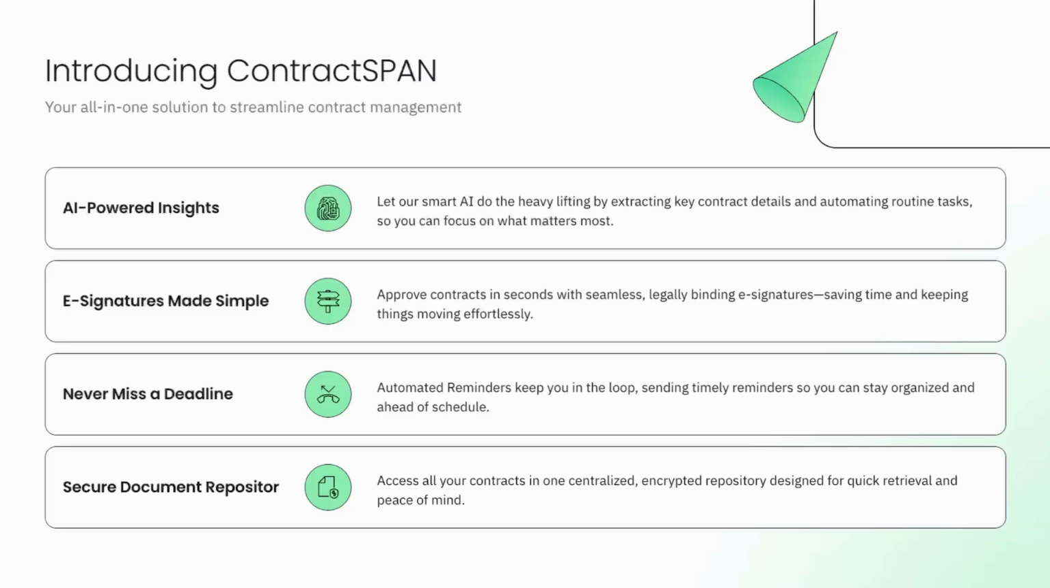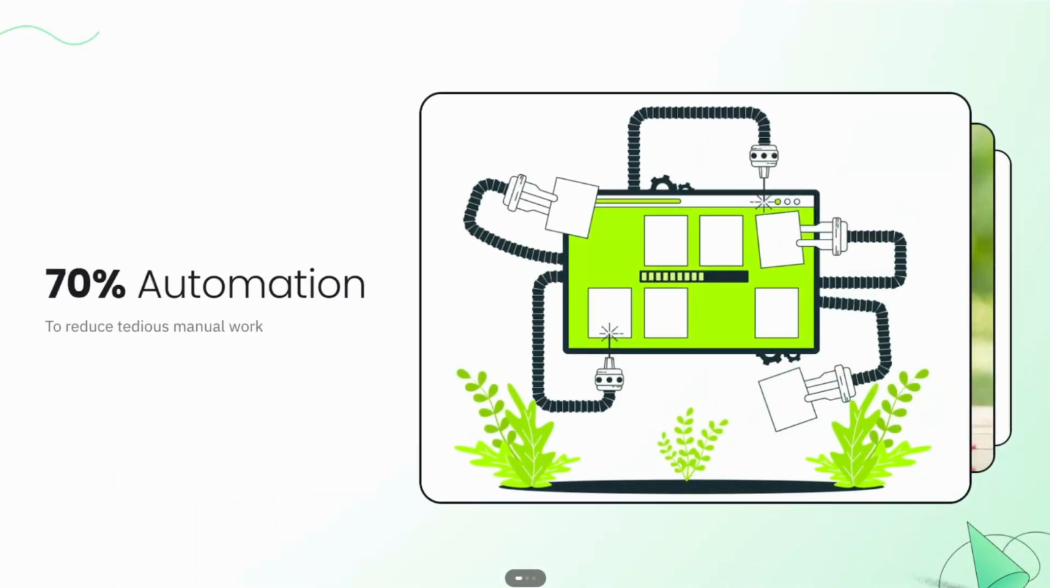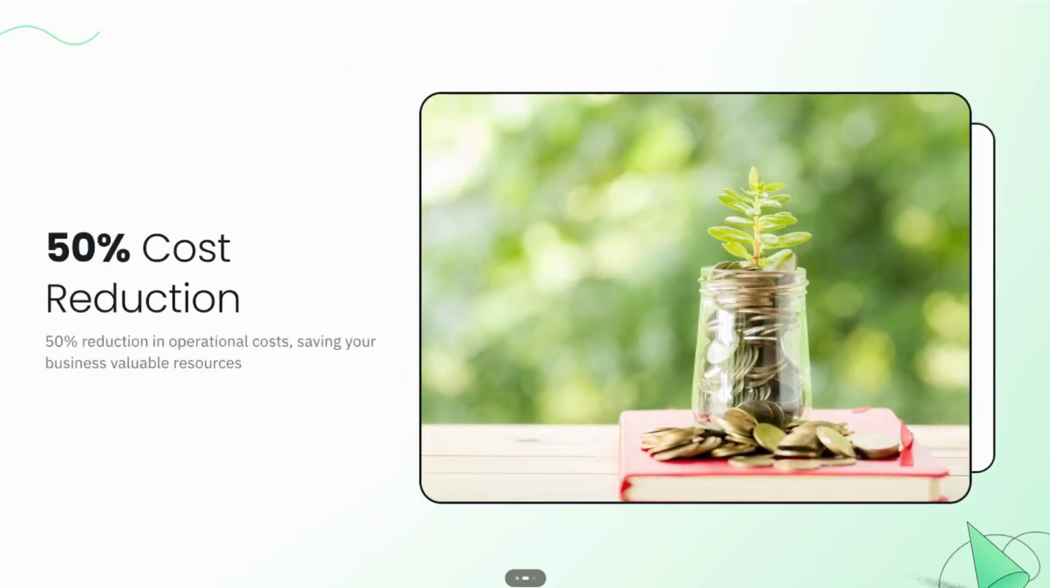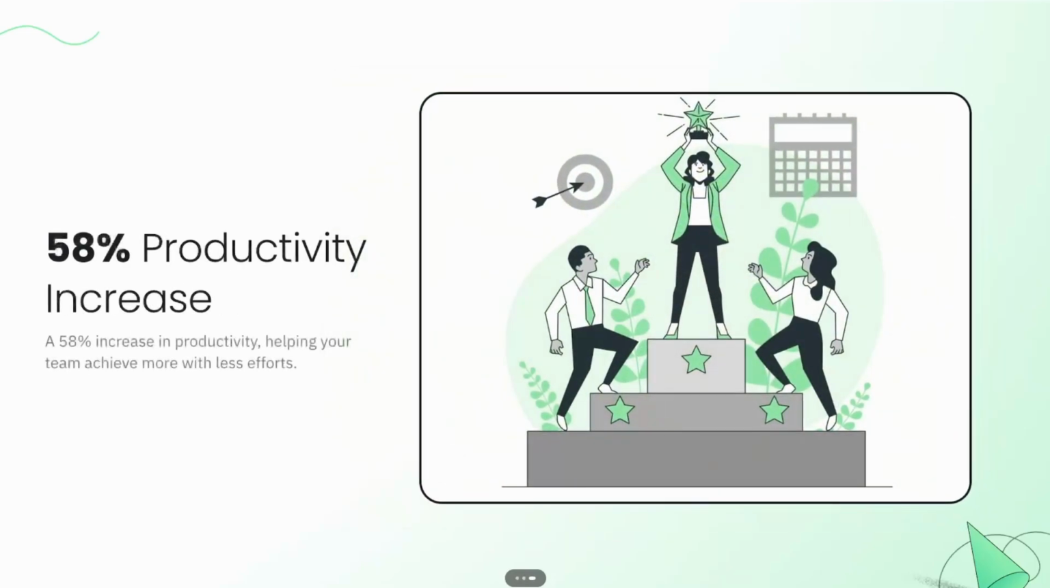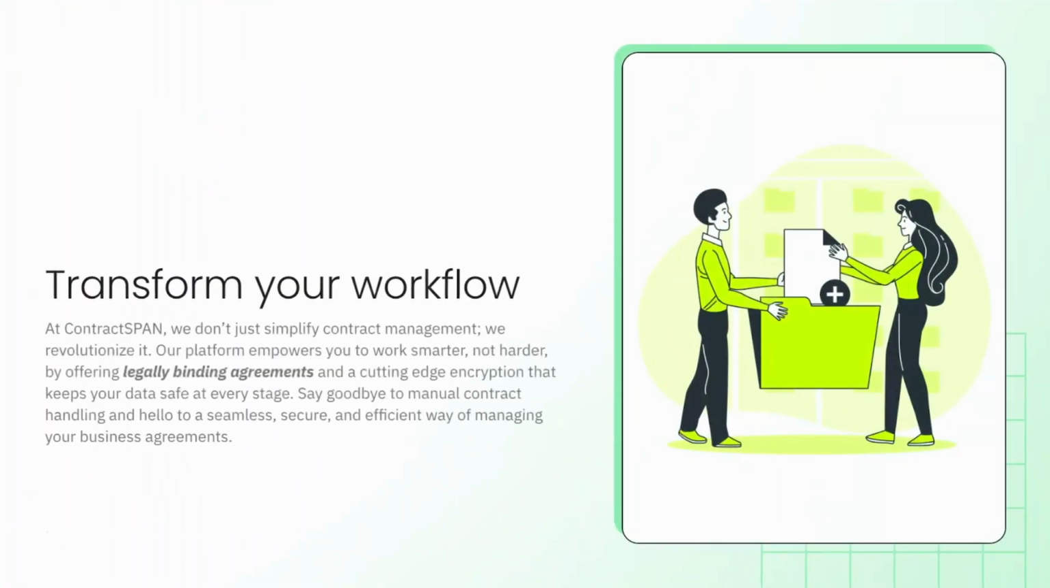And here's the real impact: 70% automation to reduce the tedious manual work, 50% reduction in operational costs, saving your business valuable resources, and a 58% increase in productivity, helping your team achieve more with less effort. At ContractSpan, we don't just help you manage contracts, we help you transform the way you work with legally binding, secure agreements and cutting-edge encryption to protect your data every step of the way.